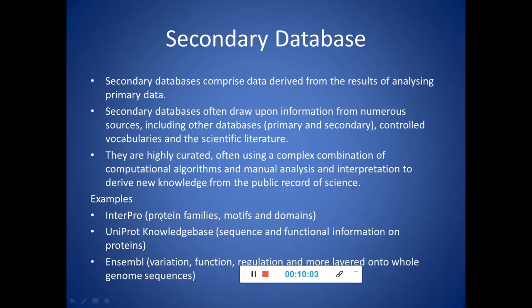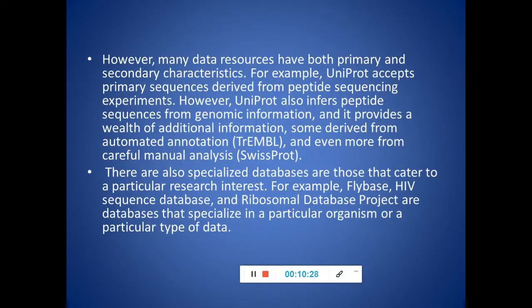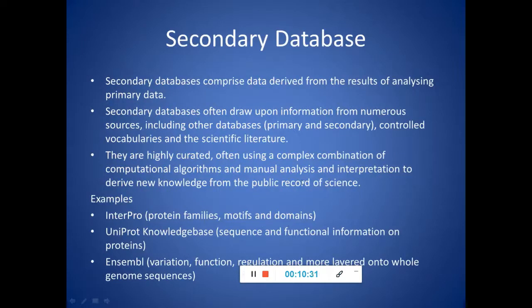Now you have examples like InterPro, where the protein families as well as the motifs and domains present in the protein are analyzed. That is a secondary database. Then you have the UniProt Knowledgebase, where the sequence and functional information of proteins are put. That is, after the sequence, the function of each and every protein is analyzed using a secondary database. Then you have Ensembl, where the variation, the function and the regulation, and more, layered onto the whole genome sequence, are handled in the Ensembl secondary database.